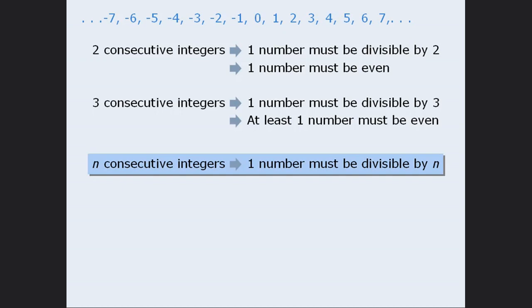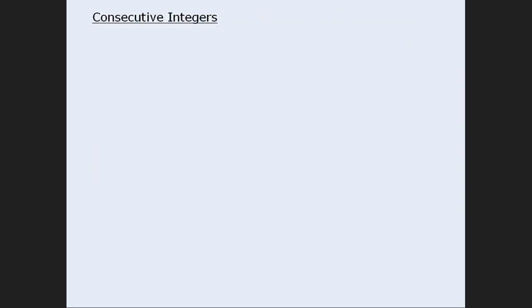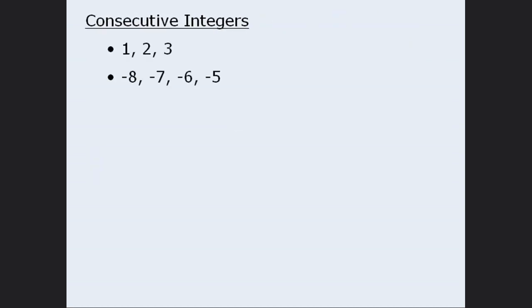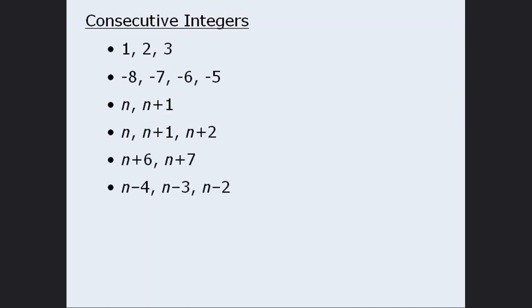Okay, now that we've learned a few things about consecutive integers, we need to be able to spot them. For example, we already know that these are consecutive integers, but we also need to be able to recognize that these will be consecutive integers just as long as n is an integer. For example, if n equals 7, then n plus 1 will equal 8, in which case we have two consecutive integers. Similarly, if n equals -4, then n plus 1 will be -3, in which case we still have two consecutive integers. Similarly, if n is an integer, then these will be consecutive integers, as will these and these.